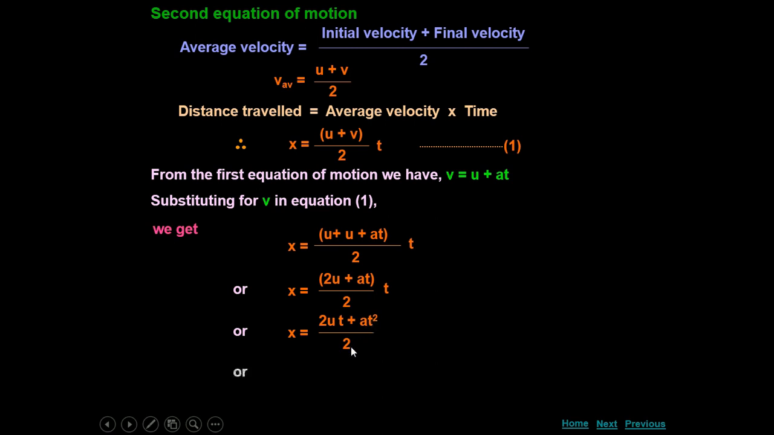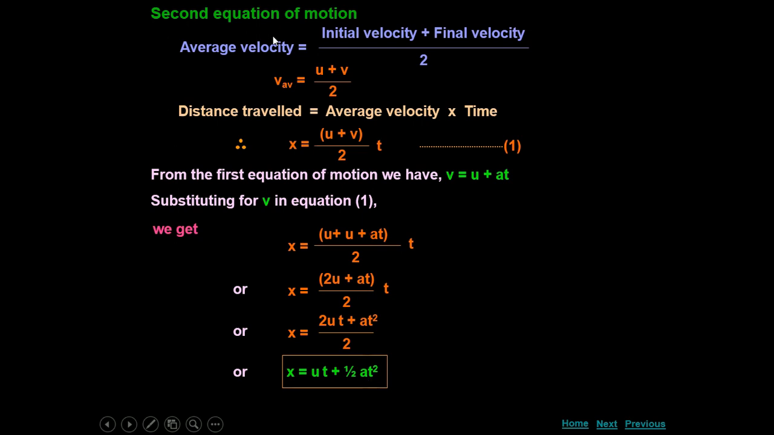We can write this equation, x is equal to, this 2 is getting cancelled, we are getting only ut plus half at square. So we have got the second kinematical equation, that is x is equal to ut plus half at square. x stands for distance. Instead of x you can take s also. So s is equal to ut plus half at square.